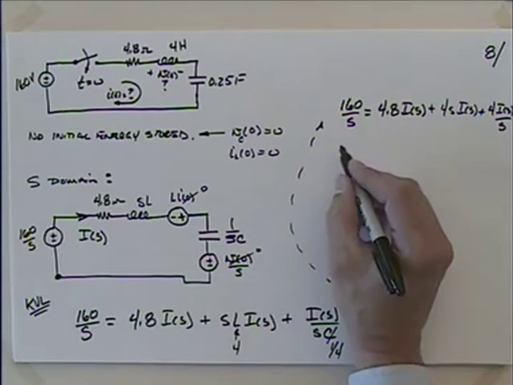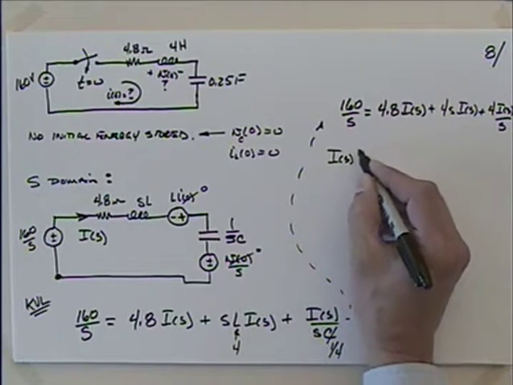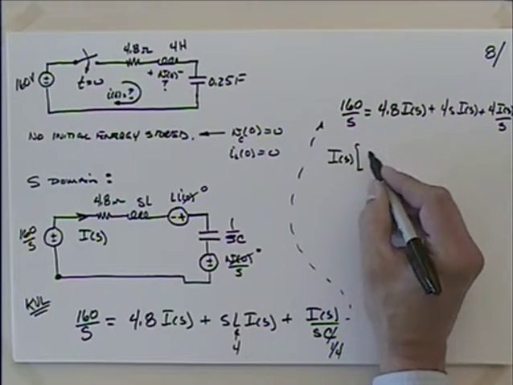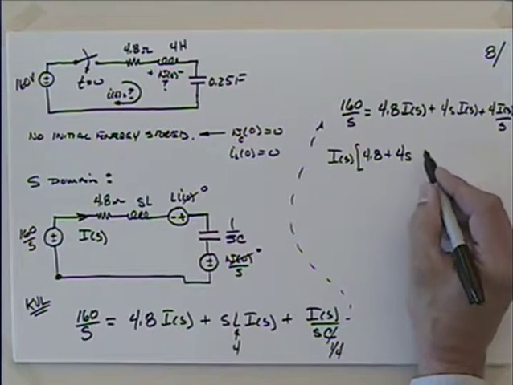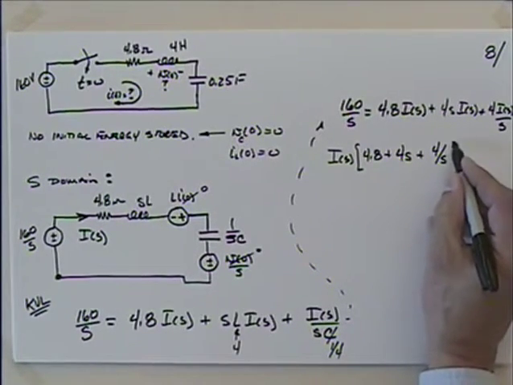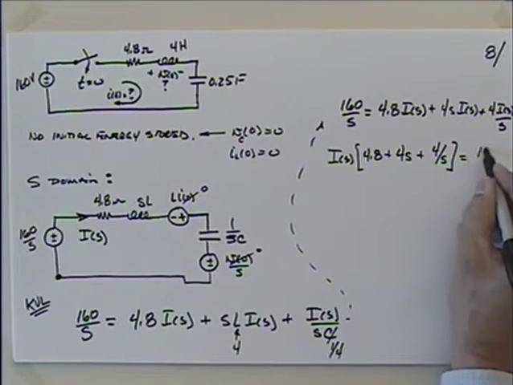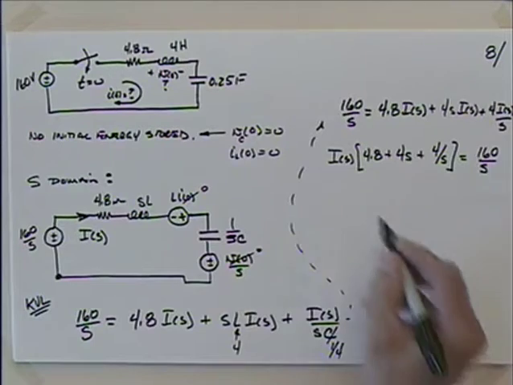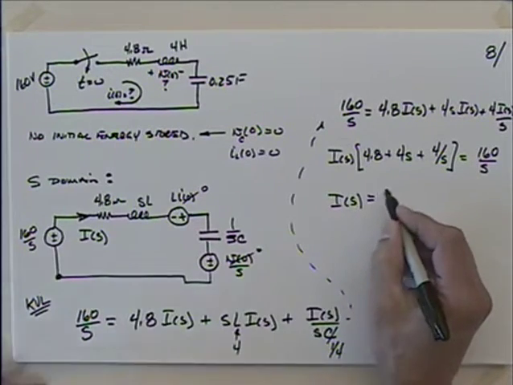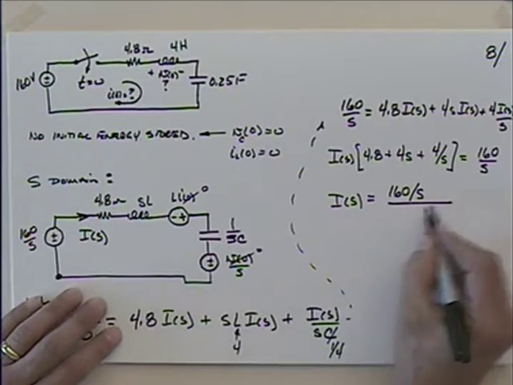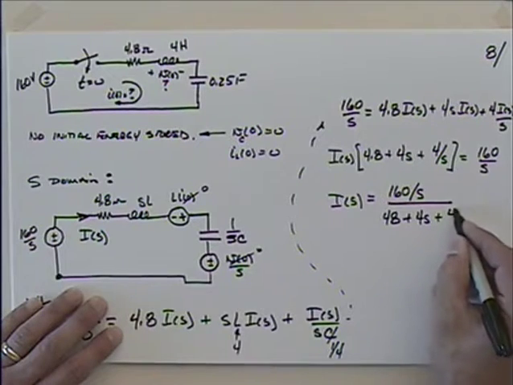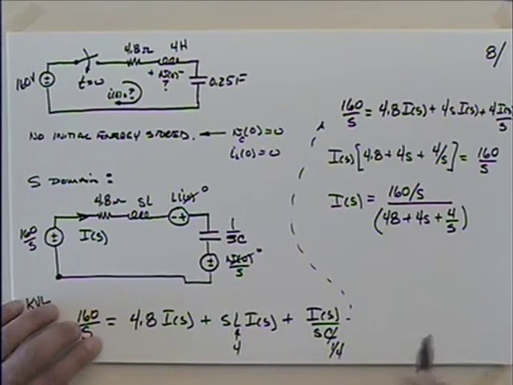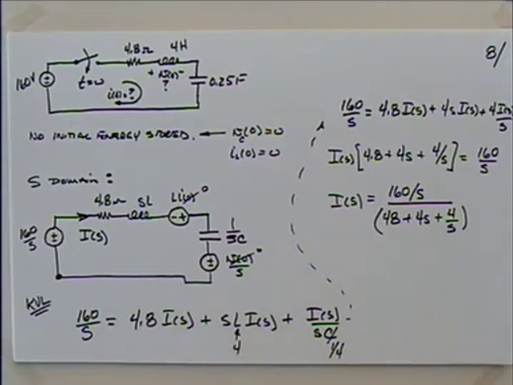So if I tidy that up, what do we have for I of S? We could say that we have 4.8 plus 4S plus 4 over S, times I of S, is equal to 160 over S. So I of S is equal to 160 over S divided by 4.8 plus 4S plus 4 over S. And that probably needs some tidying up, but I think I will leave that at that point and go on and do it in the time domain and hopefully come up with the same expression.